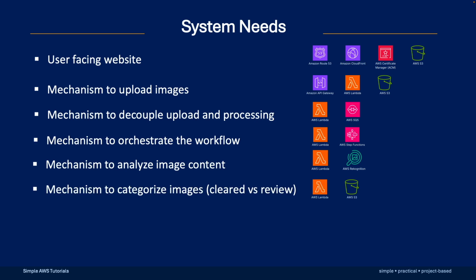For categorizing the image, cleared versus ones that require review, we are going to use Lambda and S3. So where does S3 come in the picture here? Let's say the image doesn't contain any restricted categories. We want to change the image prefix from uploaded to, let's say, cleared. And for the images that contain the restricted categories, we want to change their prefix to review.